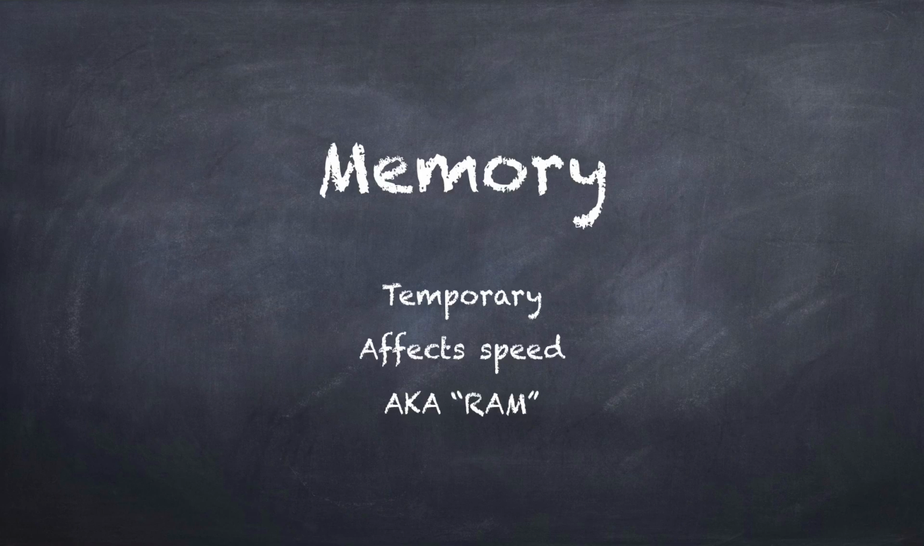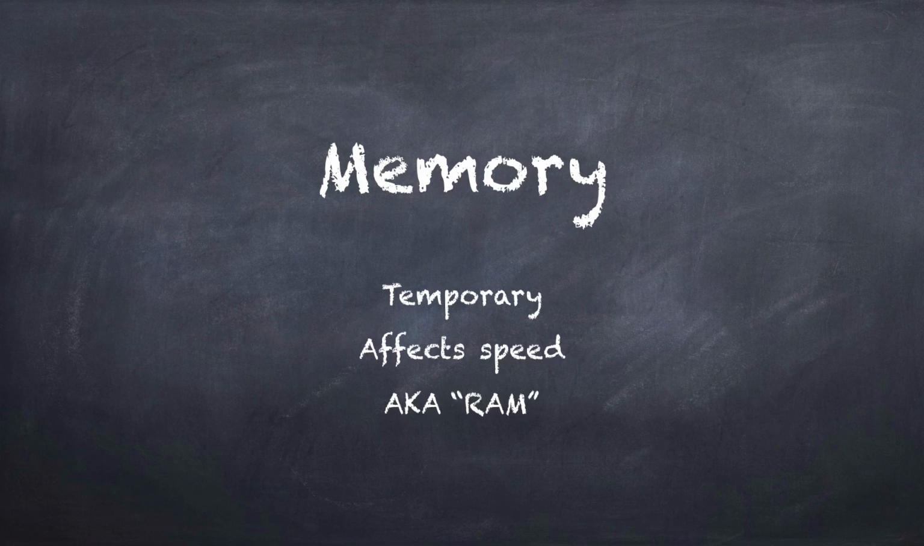Memory is mostly about speed. It affects the speed of your device. The more memory you have, the faster your device will be. It's not the only thing that affects speed. Certainly CPU speed is one, and there are lots of other factors as well. But in general, more memory equals more speed when doing things. Memory is also referred to as RAM, random access memory. So if somebody says that a device or a MacBook has a certain amount of RAM, they're talking about memory, not storage.